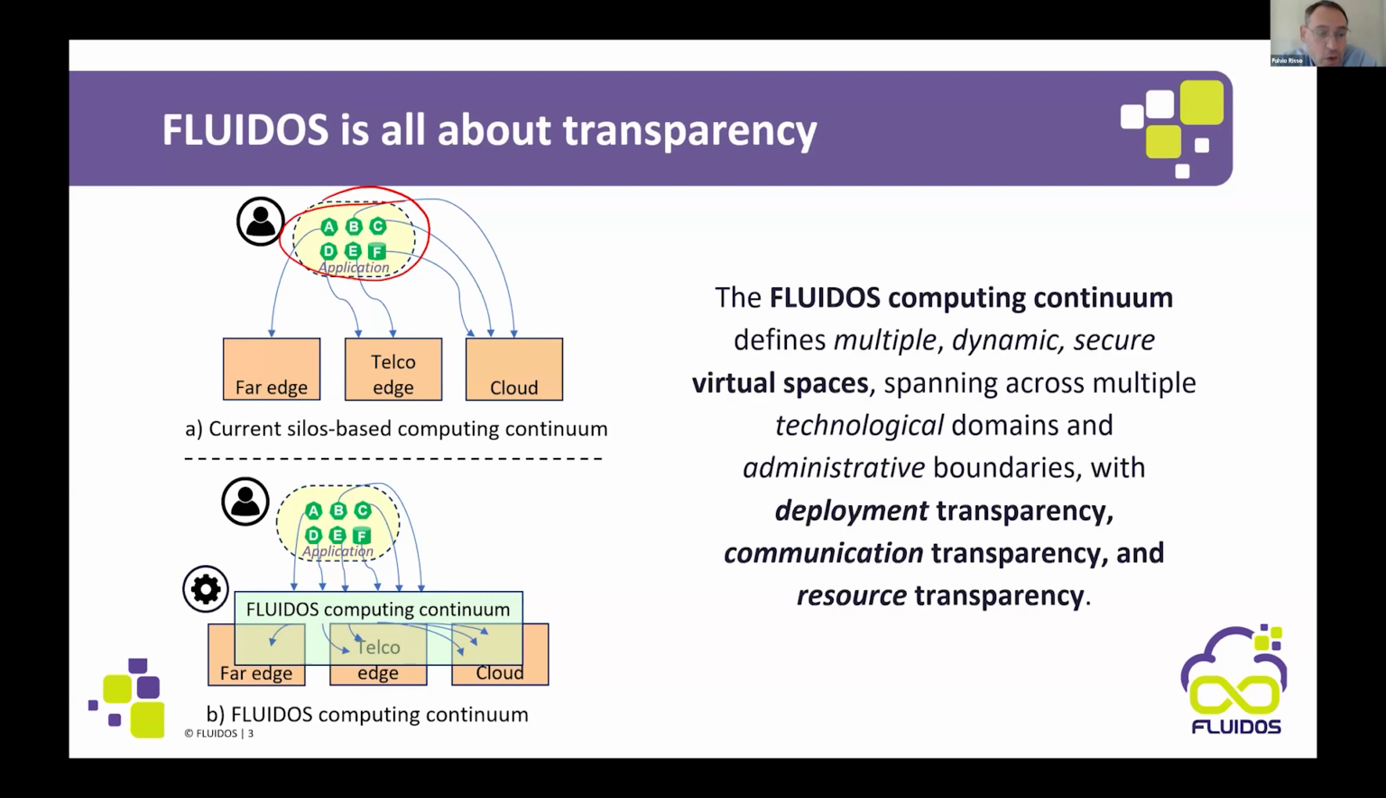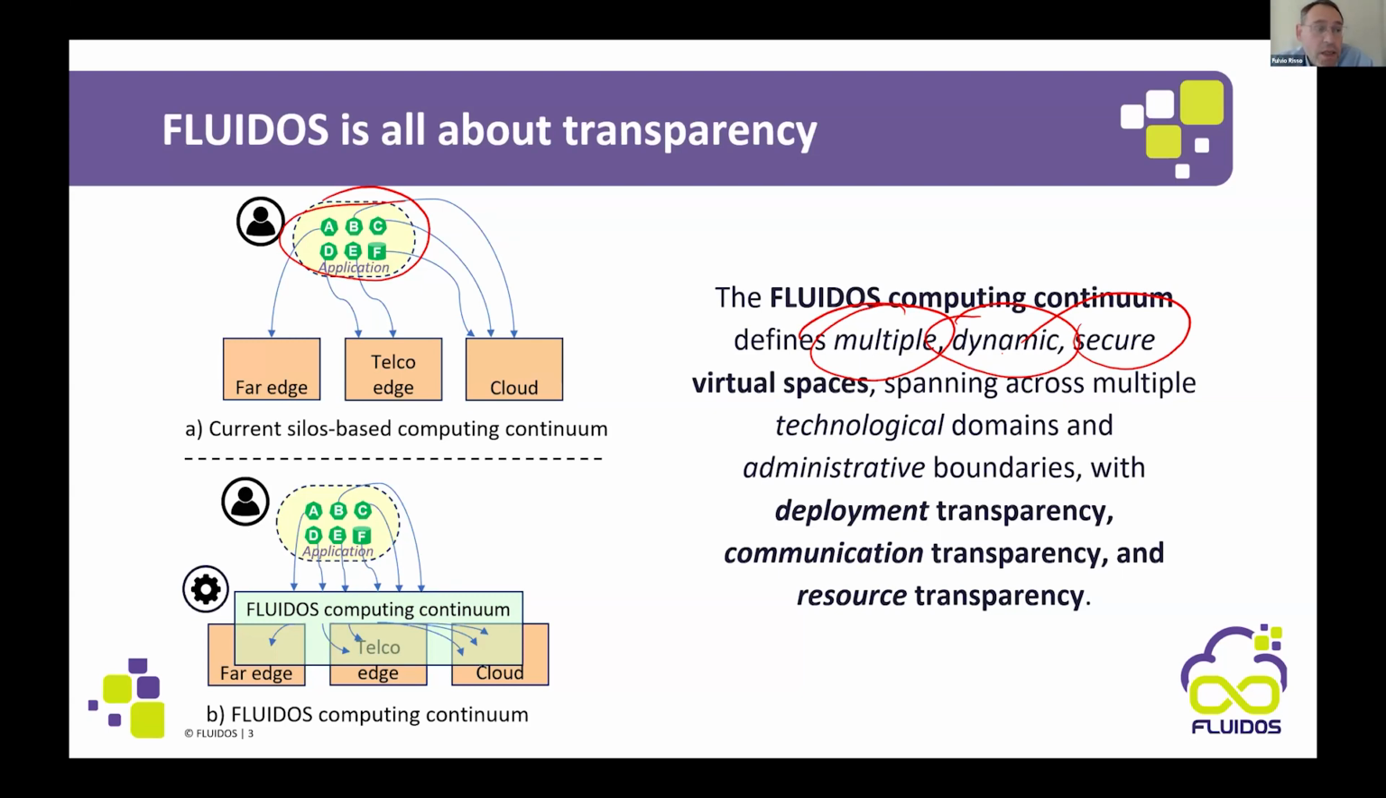So in the end, the FlUIDOS computing continuum defines multiple dynamic and secure virtual spaces, or we call them virtual clusters, that can span across multiple technological domains, because I can have a cluster that spans across my smartphone, my laptop, a server at the edge, a cloud cluster, and so on. And also across administrative boundaries, because not everything might be under my control. So I can borrow resources from somebody else.